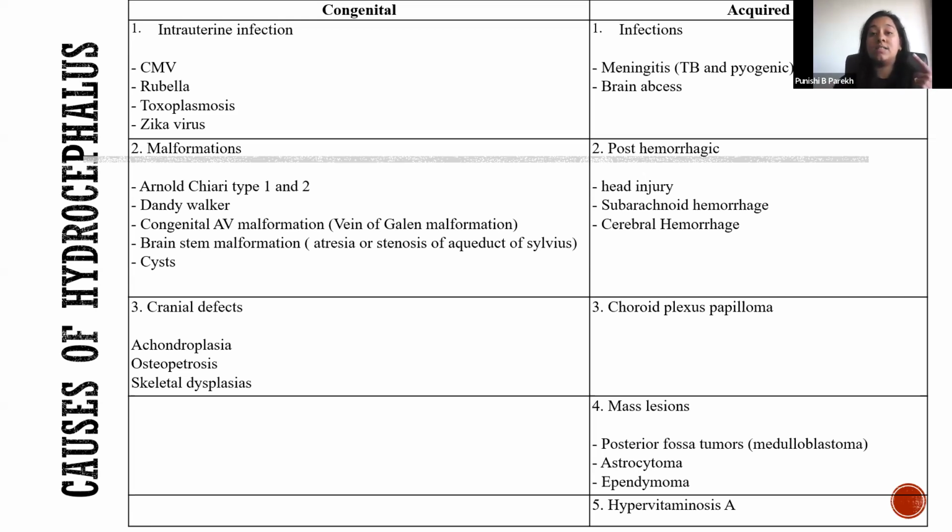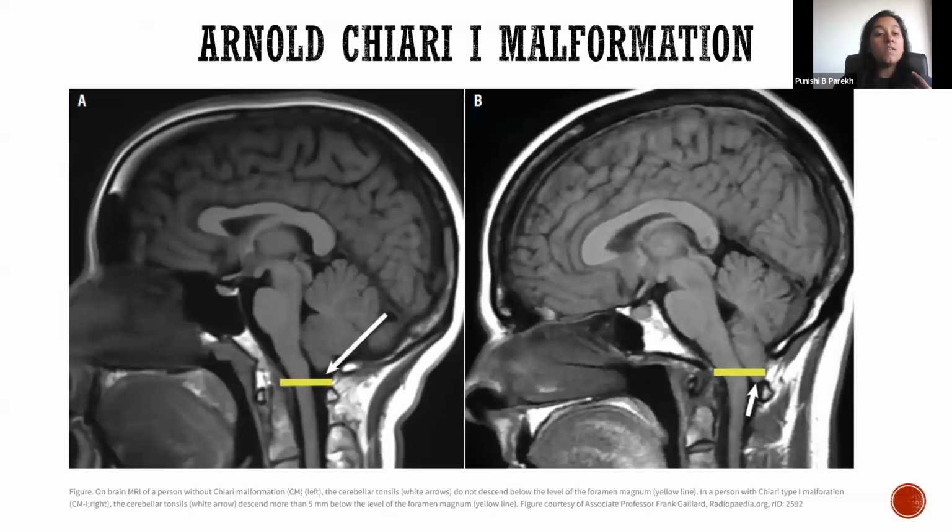Now, we saw Arnold-Chiari and Dandy-Walker. I mentioned these two as congenital causes of hydrocephalus. So what are these two? If you look at the image on the left, the A diagram, the yellow line refers to the level of the foramen magnum. And we see the cerebellar tonsils lie above the level of the foramen magnum. On the right, the B diagram shows that the cerebellar tonsils are below the level of foramen magnum. And that is what can cause an obstruction to flow of CSF.